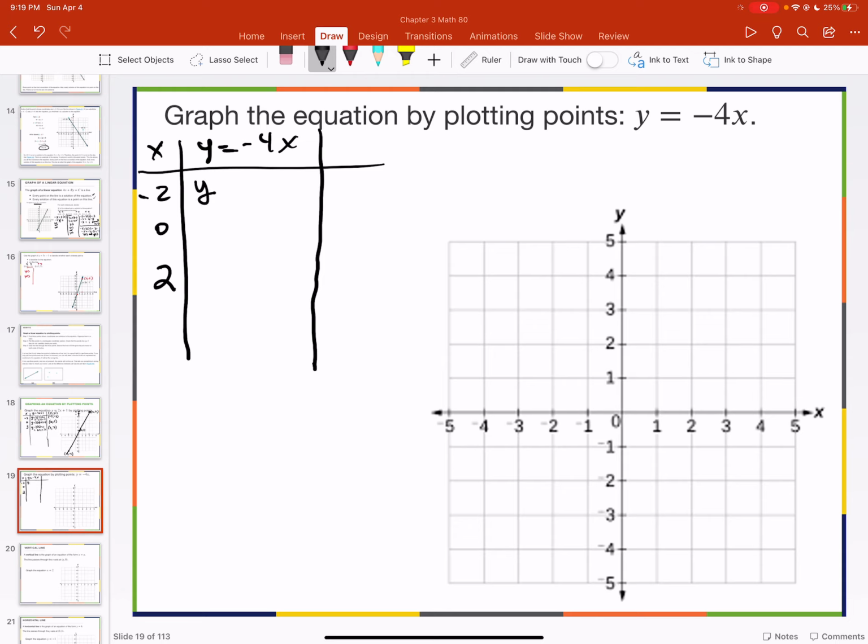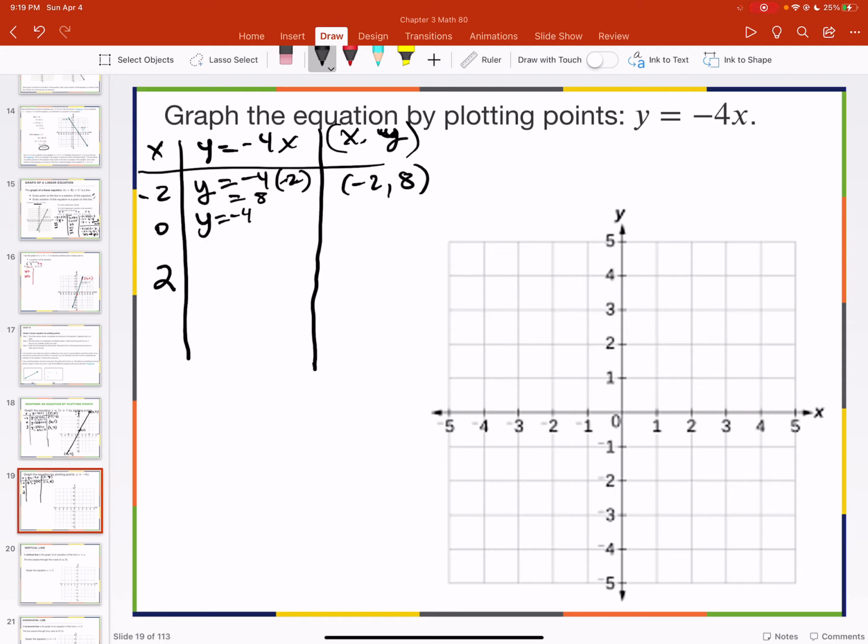So when x is -2, what's y going to be? We plug in -2 here, and that's going to be 8 positive. So the point that we're going to plot is (-2, 8). All right, so that's one of them. What about when x is 0? What's the value of y?